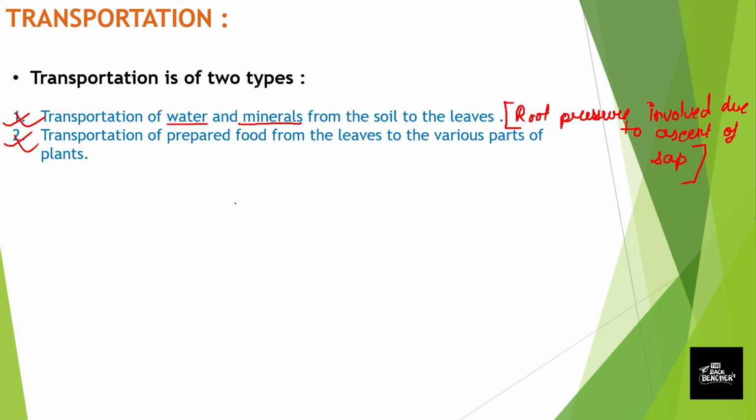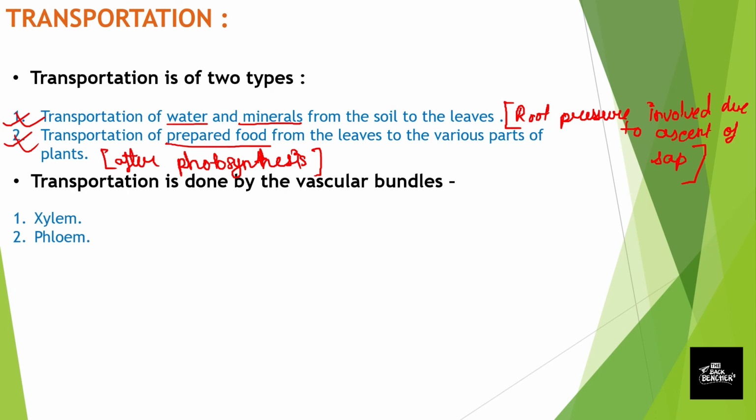That is all. And in the second point, transportation of prepared food from the leaf to the various parts of the plant, that is after photosynthesis. When photosynthesis is done, the prepared food is transported from the leaves to the various parts of the plant, equally and evenly distributed. Now, transportation is done by two vascular bundles or two tissues, and that is the new part that we are going to be knowing.